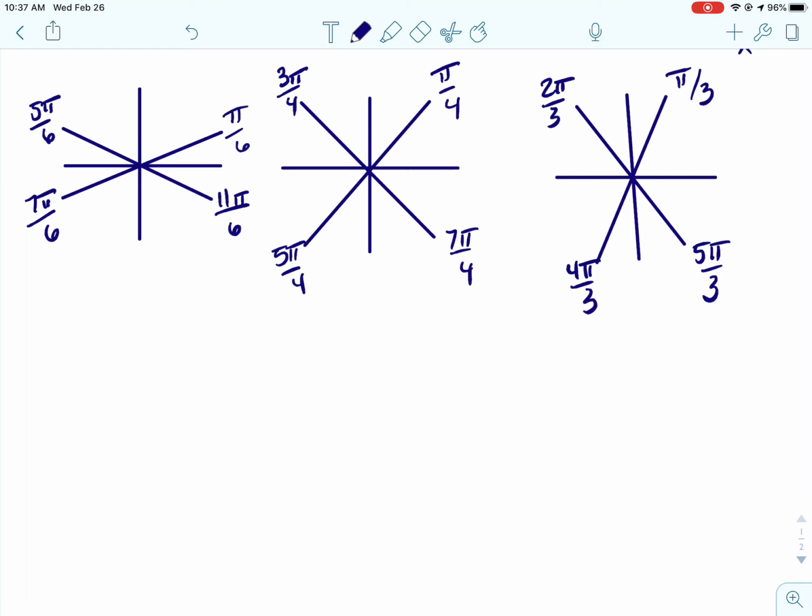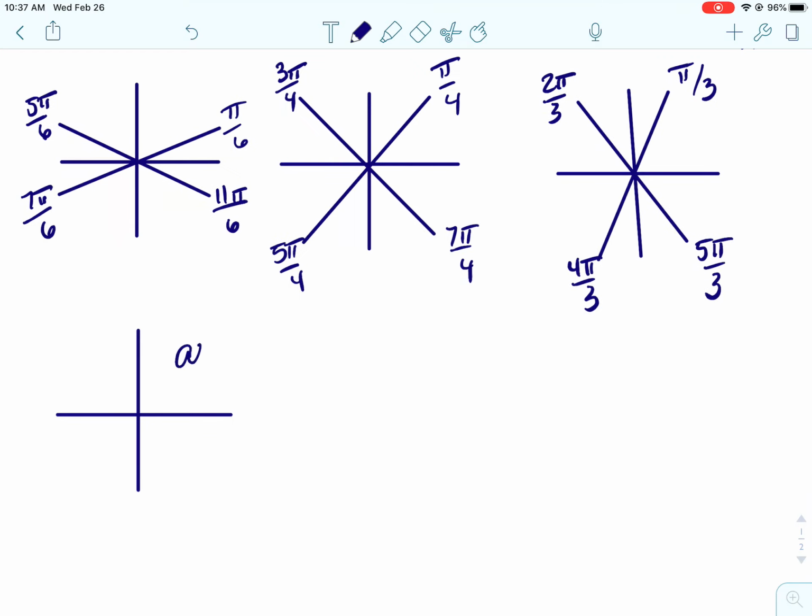All right, and then the last thing we need is All Students Take Calculus. It tells us where all three original trig ratios are positive. That's it. So hopefully by next Tuesday, when we do our test, you guys will have all this in your brain and you just recreate it without me. But we'll keep on practicing it.